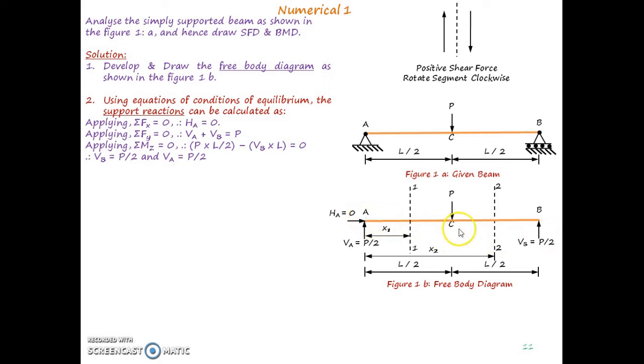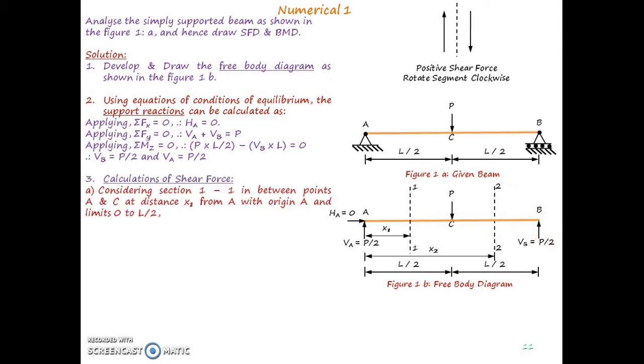So in between A to C, there is one force due to reaction, and beyond C up to B, we have two forces. One is this reaction as well as the applied external force. So necessarily we need to consider two different cross sections, section 1-1 in between point A and C, and section 2-2 in between point C and point B.